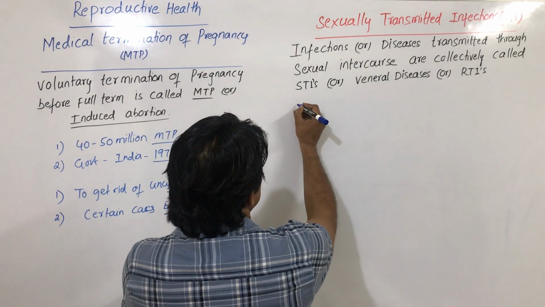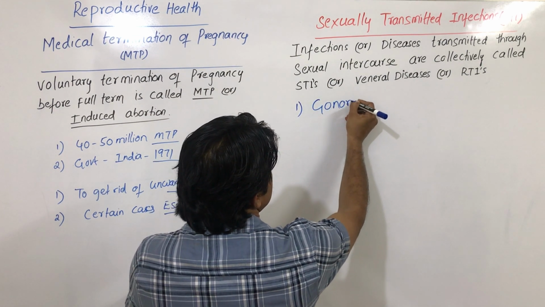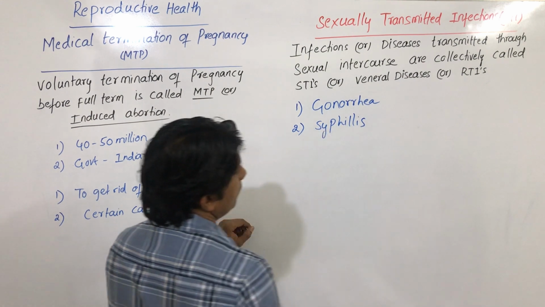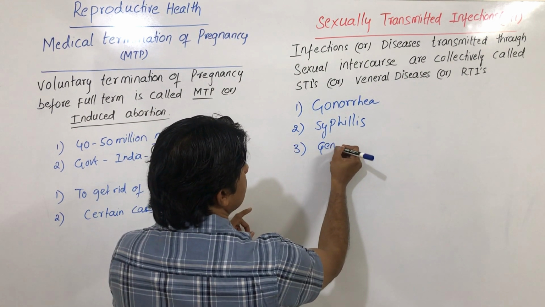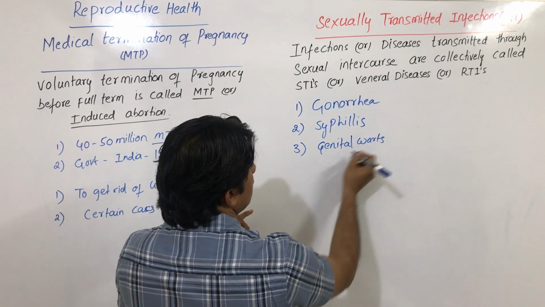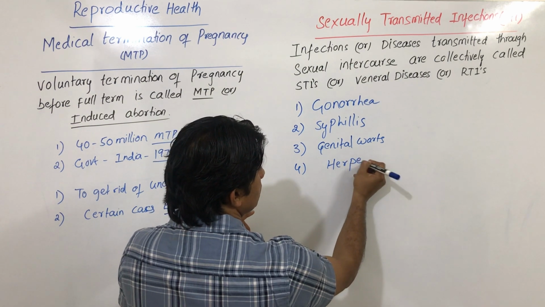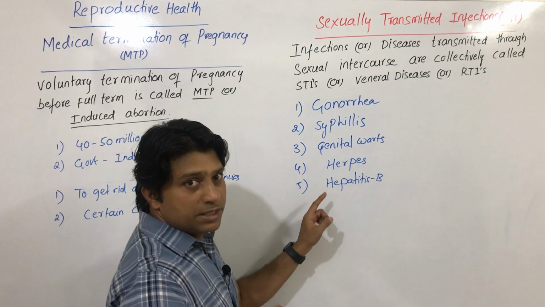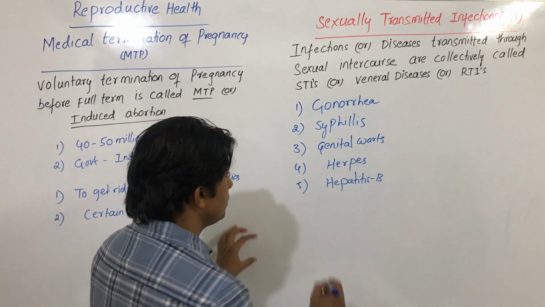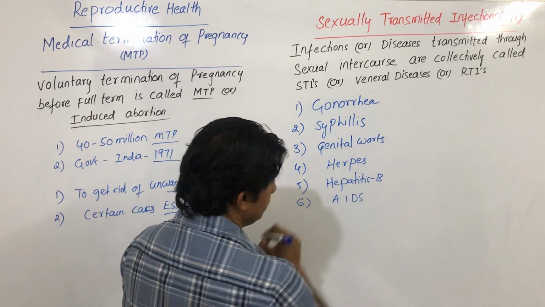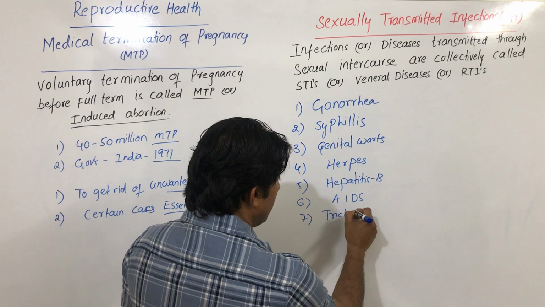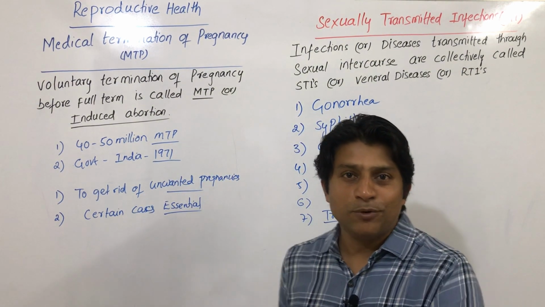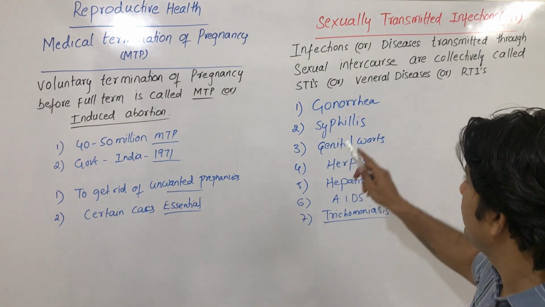Some of them include, first, gonorrhea, syphilis, herpes, genital warts, hepatitis B. There is hepatitis A and hepatitis B; hepatitis B is a sexually transmitted disease. AIDS and trichomoniasis. These are given in the NCERT book, so we are talking about only these diseases. So these are sexually transmitted diseases.